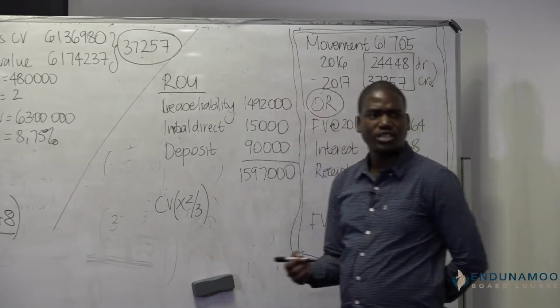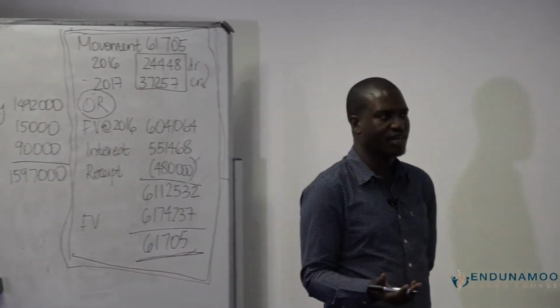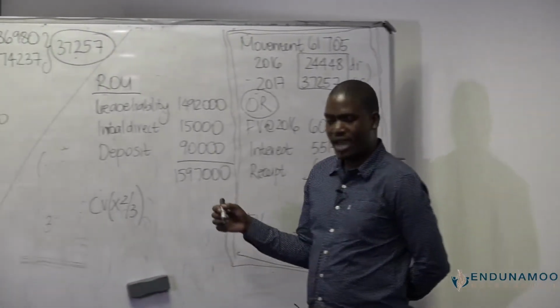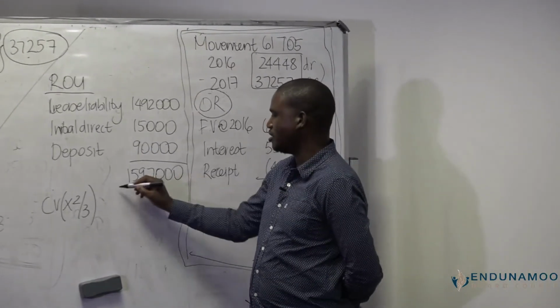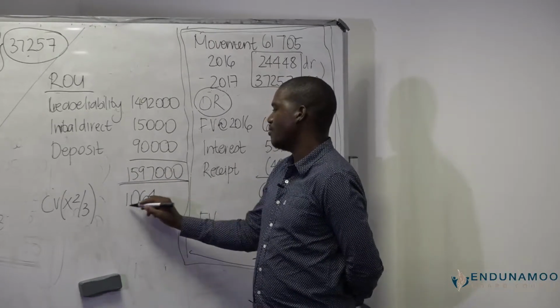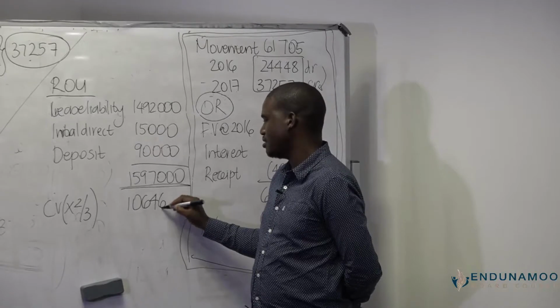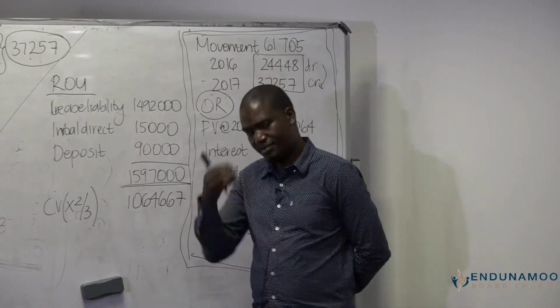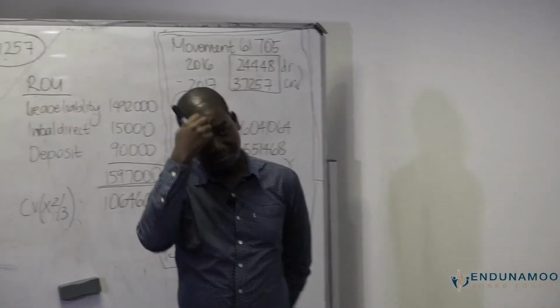So we are not told about ownership or what is the useful life. So the only information we'll use is the lease term, which is 3 years. So times 2 out of 3 will give us the value at the end of the year, right? Which is how much? 1,064,667. Are we all clear?